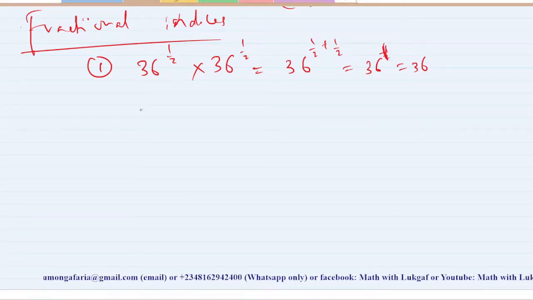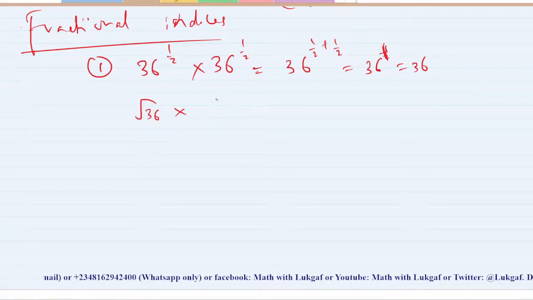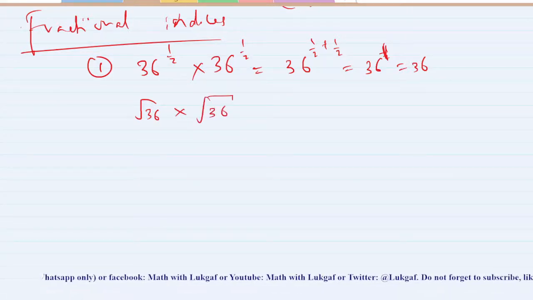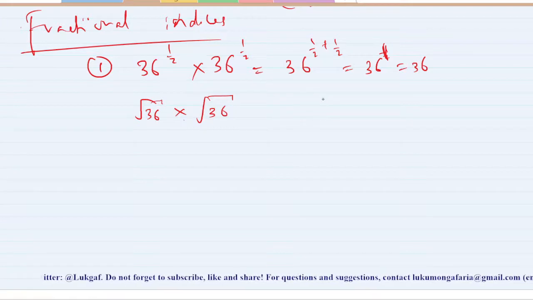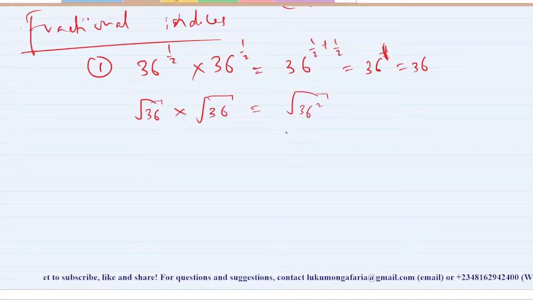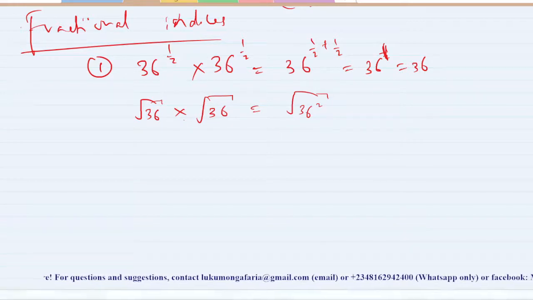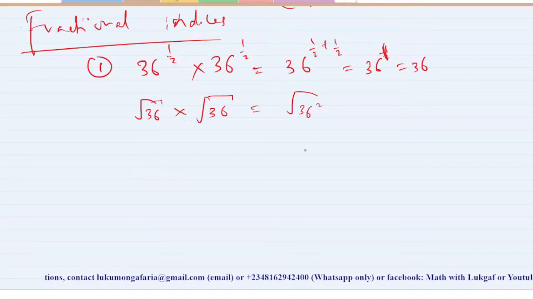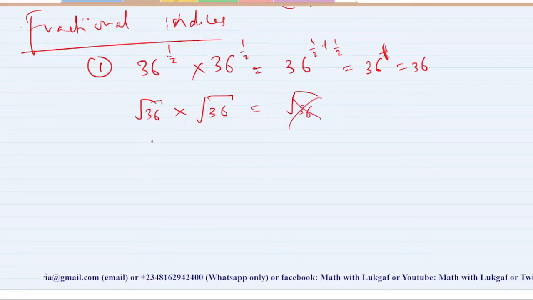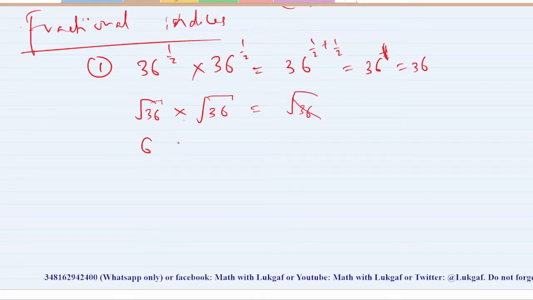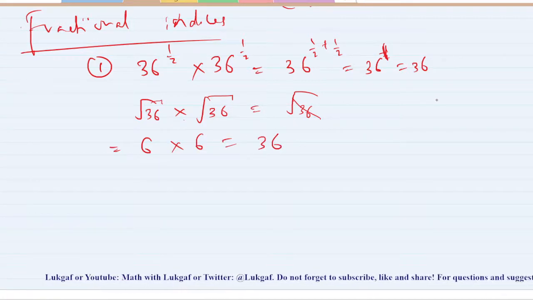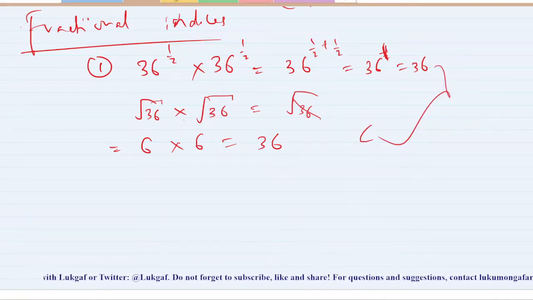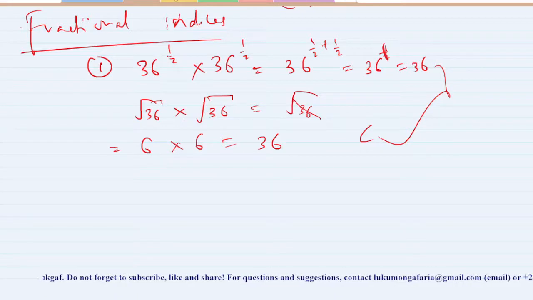Also, don't forget if I have square root of 36 multiplied by square root of 36, according to your laws of roots, that will give me square root of 36, everything squared. You understand now? Or if you don't want to stress yourself, we can just say square root of 36 is 6, right? Then multiply by square root of 36, which is 6. 6 times 6, that's 36. What do you observe? You observe that these are equal to each other. You understand now? So that's what the law is saying.